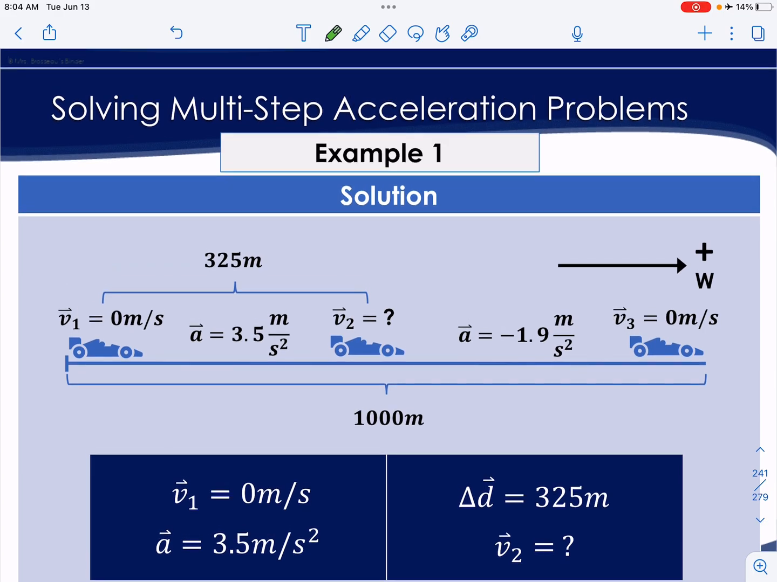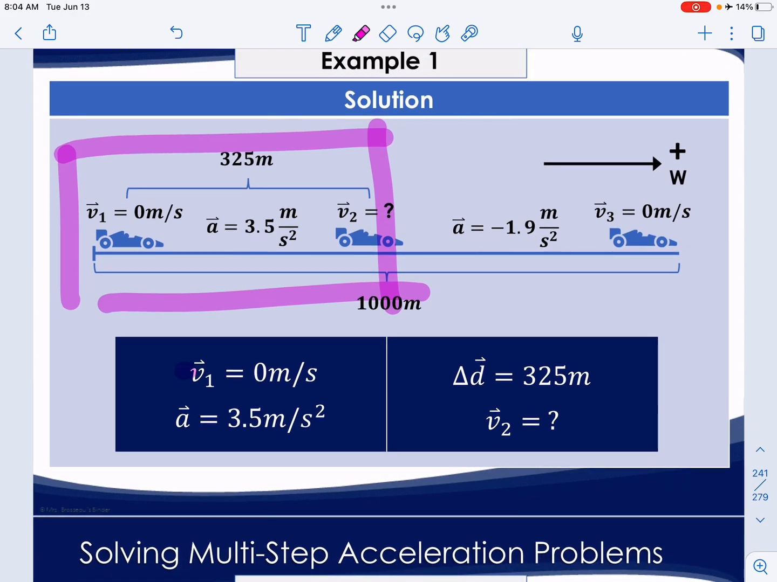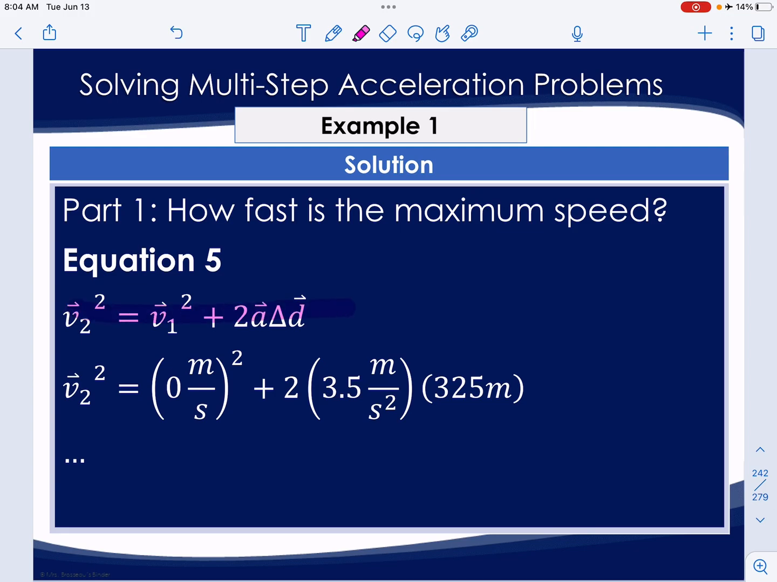So we're going to first look at, well, they drew it the other direction. We're going to first look at the first section, which is just this, okay? So here, we know our V1, we know our acceleration, we also know our delta D, and we're solving for V2.